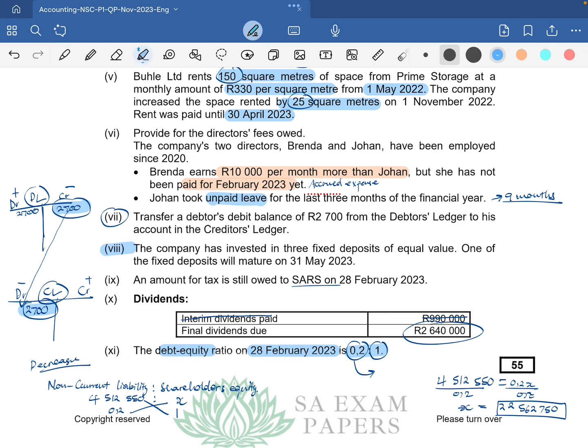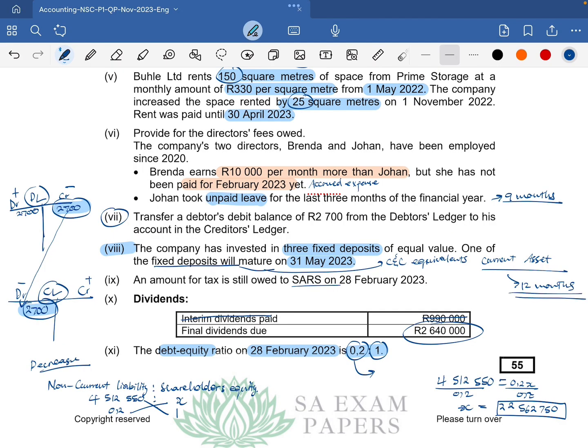Let's look at the information that we are given here. Roman figure 8 says the company has invested in 3 fixed deposits of equal value. One of the fixed deposits will mature on 31 May 2023, and we know if a fixed deposit matures, it then affects our cash and cash equivalents, because it then becomes a current asset, right? It becomes a current asset because we will receive it within the next 12 months.